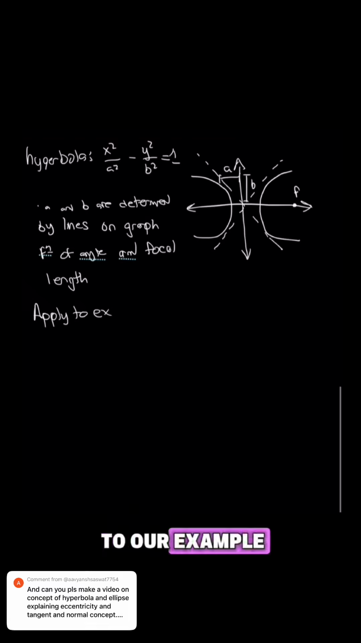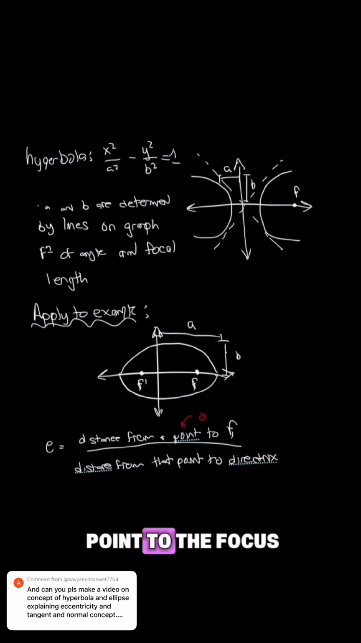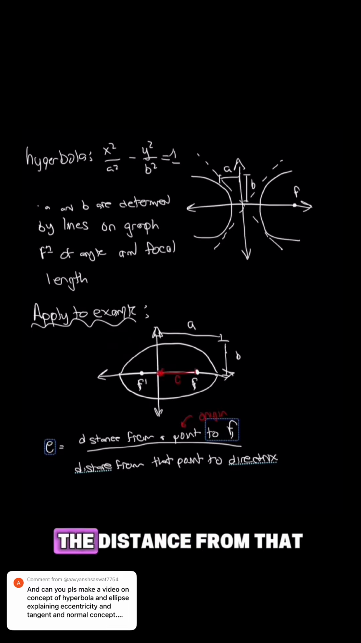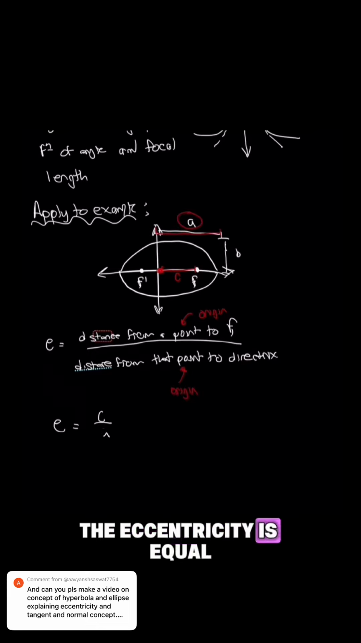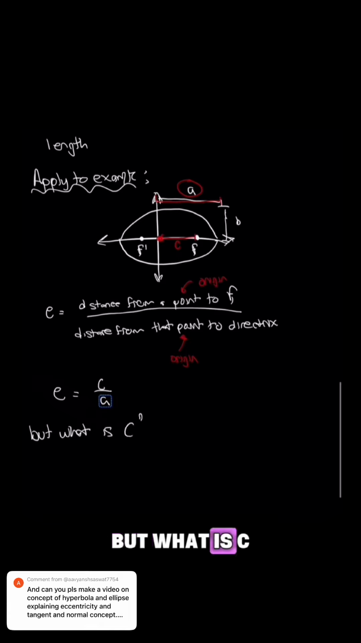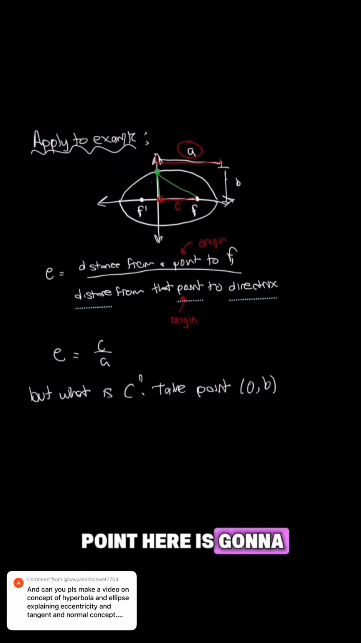If we apply this to our example, we can find the eccentricity by applying the equation. The distance from a point to the focus, if we pick the origin, we can identify as c. The distance from that point to the directrix, for an ellipse, is going to be equal to a. The eccentricity is equal to c divided by a. But what is c? We can find this by taking the point (0, b). So if we look at our graph, this point here is equal to (0, b).